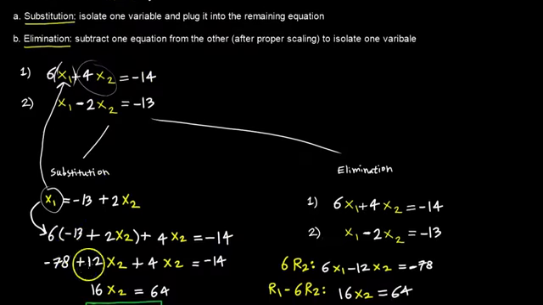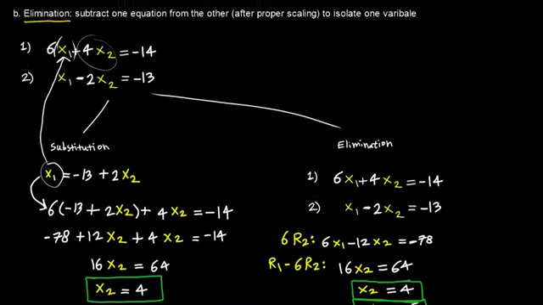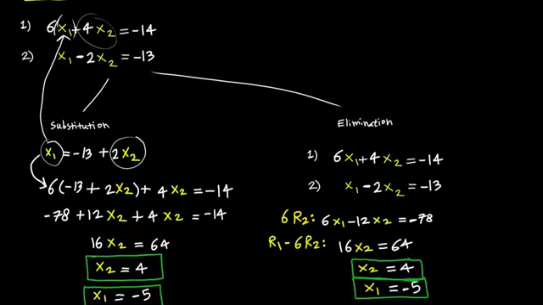So you distribute it through, you get negative 78 plus 12x2 plus 4x2 equals negative 14. You combine 4 and 12, you get 16. You take 78 to the other side, and you get x2 is equal to 4. And you take the x2 value you found, and you plug that into the original equation you found here. So you get 2 times 4, which is 8, minus 13. That's going to give you negative 5.